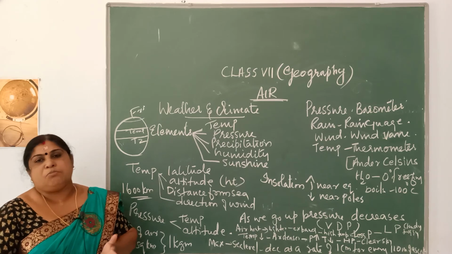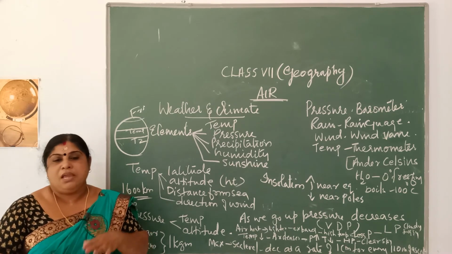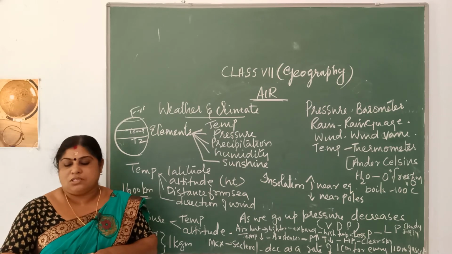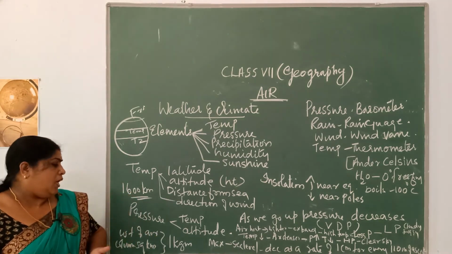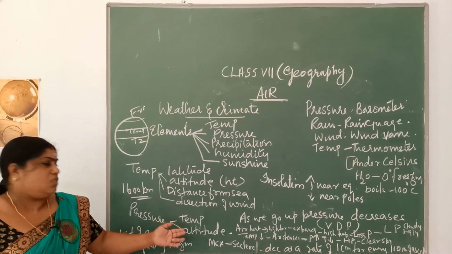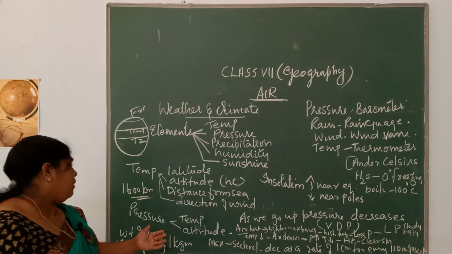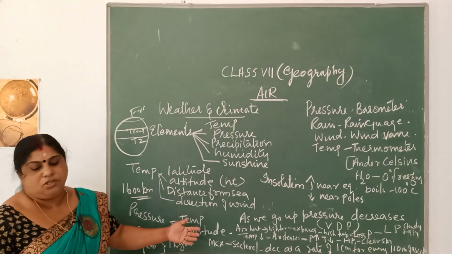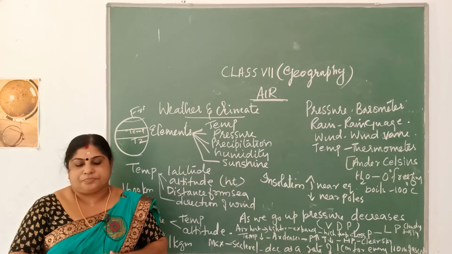I already told this atmospheric pressure is not the same everywhere. Like temperature, atmospheric pressure is not the same everywhere. It depends upon a number of factors like temperature and altitude. So, factors determining the pressure of a place are temperature and altitude. Temperature you have already learned; altitude means height.